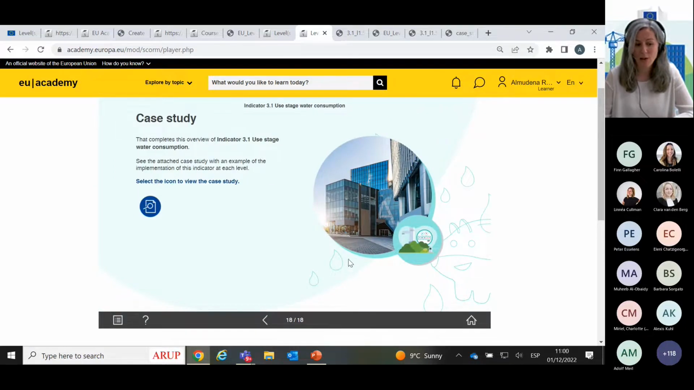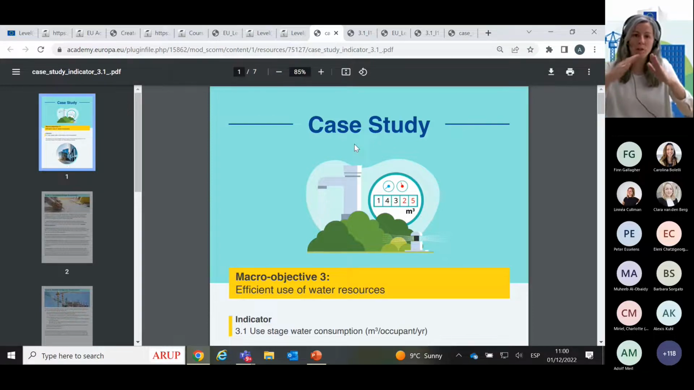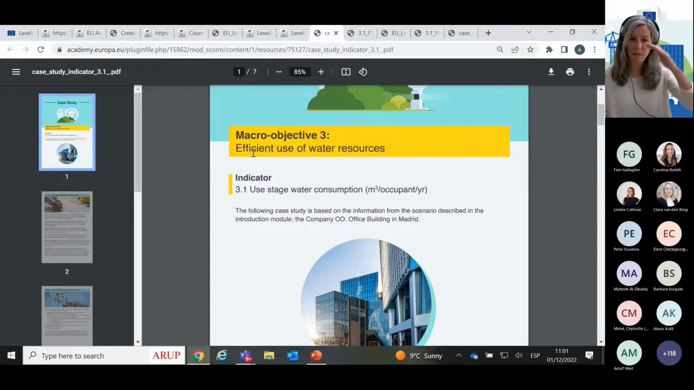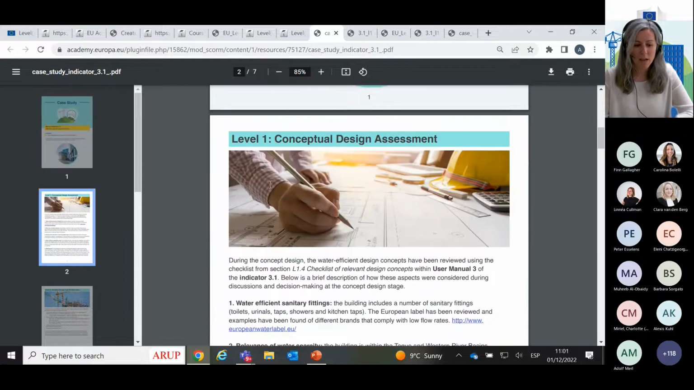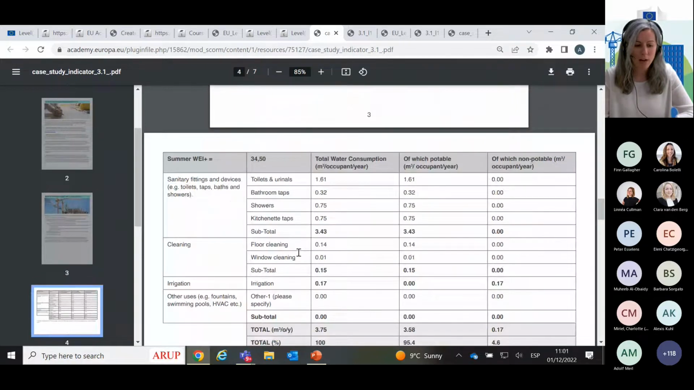And always in all the indicators we have incorporated this case study, which is a PDF where we have used, throughout the e-learning for all the different indicators, the same building, a fictional building based in Madrid, an office building with different aspects included. So we go through the different indicators and how to apply in practice and in real implementation the different concepts of level 1, level 2, also with some calculations done, and also with level 3.